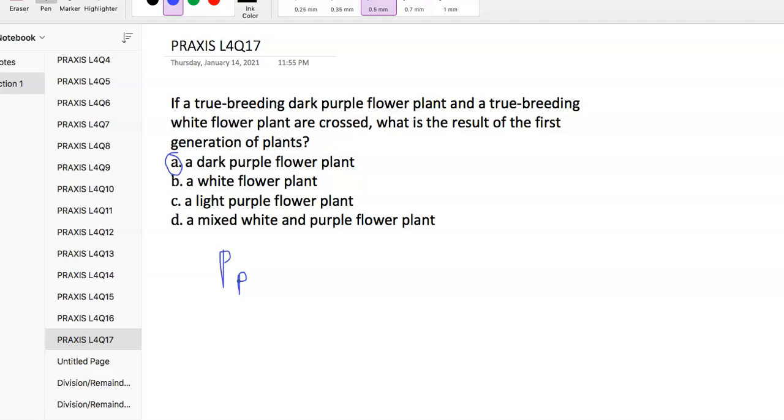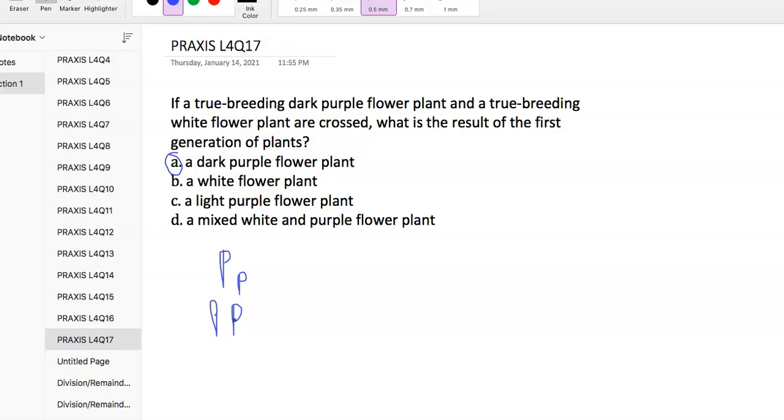F2 generation is 25% capital P, which means homozygous dominant purple flowers, 50% capital P, lowercase p, which is heterozygous purple flowers, and 25% both lowercase p, which means homozygous recessive, white flowers. This means that the white characteristic reappears in the second generation. The phenotype is 3-to-1, purple to white.